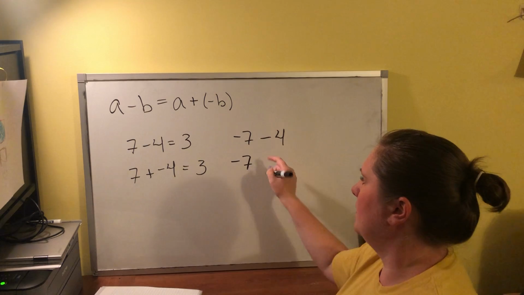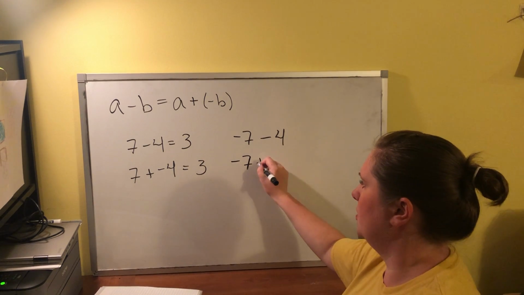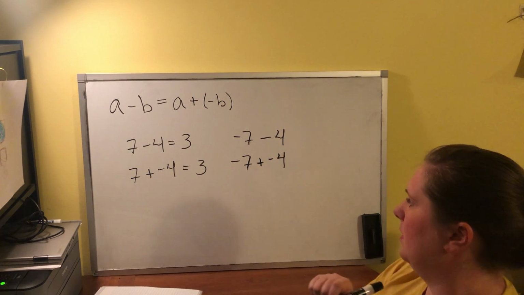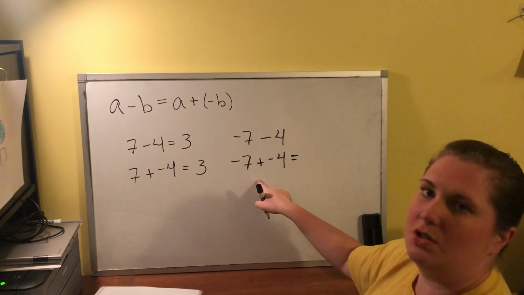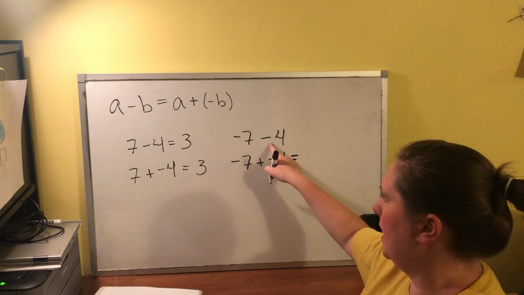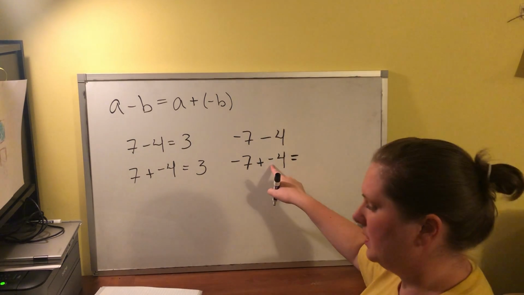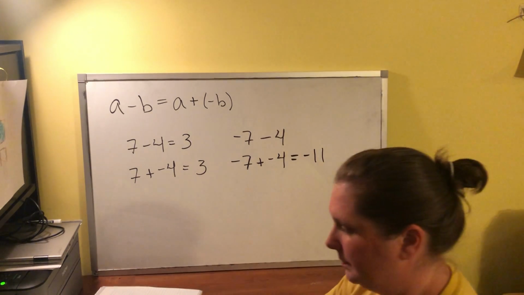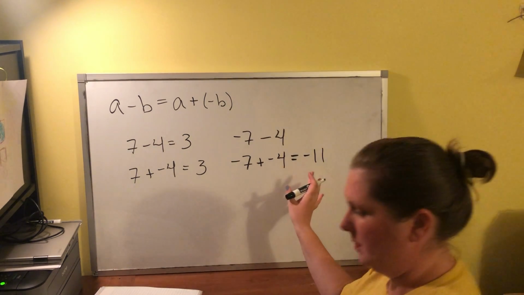So we're keeping our negative 7. We're going to change the subtraction to addition. And now we're adding the negative, so now we have negative 4. So it's much easier now to know how to do negative 7 minus 4 because we're doing negative 7 plus negative 4, which gives us negative 11. Okay, so that helps and makes that much easier.